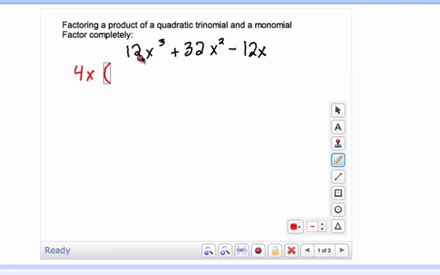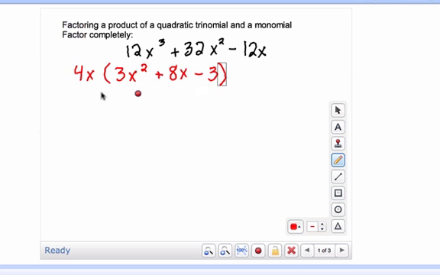And so what does that leave me with? 4 times what gives me 12? 3. And I'm only taking 1 x out, so it leaves me with 2 of the x's left in. Okay, and then 4 times what gives me 32? That's going to give me 8. And I'm taking 1 of those x's out, so it leaves me with 1 left over. And then 4 times what gives me negative 12? Well, that's a negative 3, so I write minus 3. And then I'm taking that x out, so that's it.